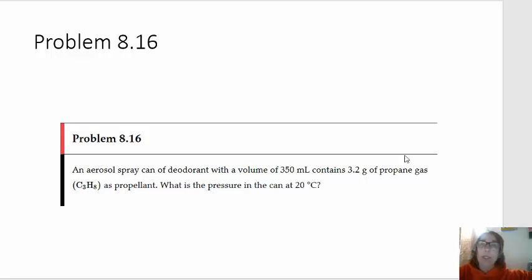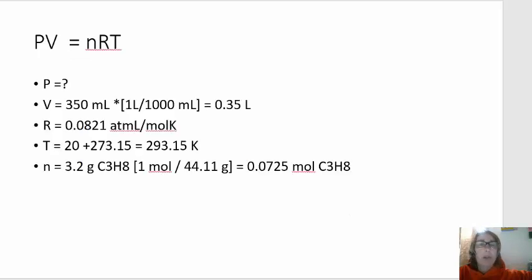So here's problem 8.16. We're told that an aerosol spray can has a volume of 350 milliliters, contains 3.2 grams of propane gas, C3H8, as a propellant, and we're asked to figure out what's the pressure at 20 degrees Celsius. So anytime we know that we're going to plug into a formula, we always want to take the time to clearly identify what our variables are.